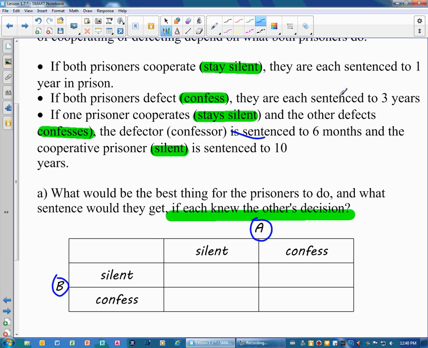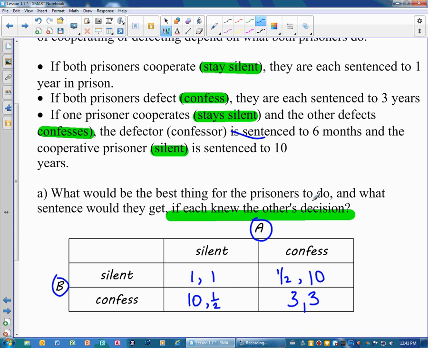So remember, if both stay silent, they each get 1 year. Prisoner A gets a year, and prisoner B gets a year. If they both confess, each gets 3 years, okay? But if one confesses and the other stays silent, the confessor only gets half a year, but the silent one gets 10. The person that does the ratting out only gets half a year because they told the police what they want. The person that stayed silent gets the sentence, and then the other way around. So if the first person stays silent, he gets 10 years if the other person does the confessing. Okay, so this is kind of what's going to happen.